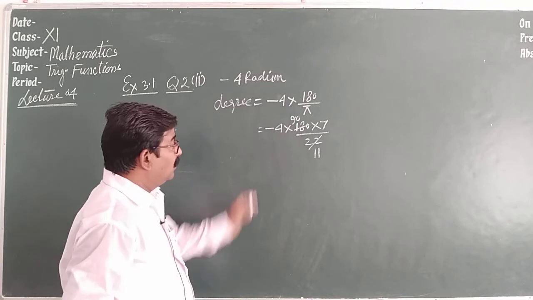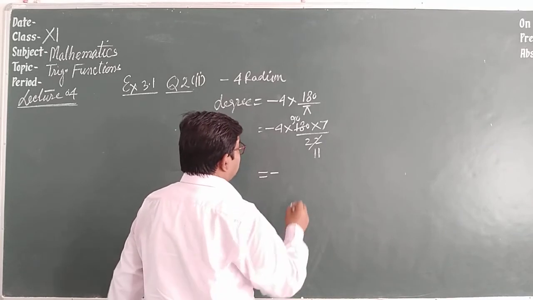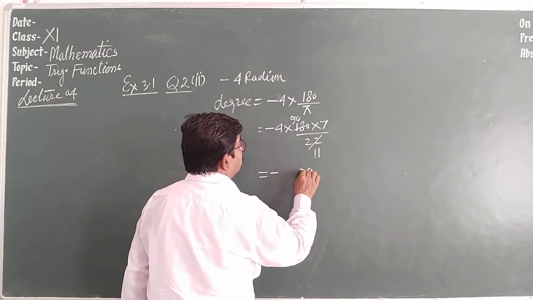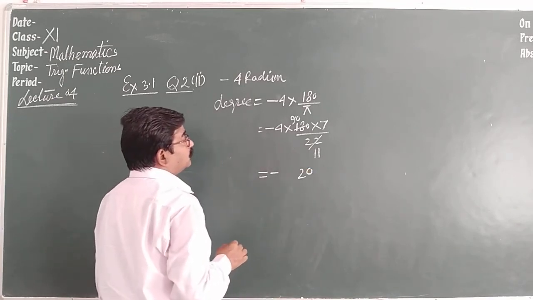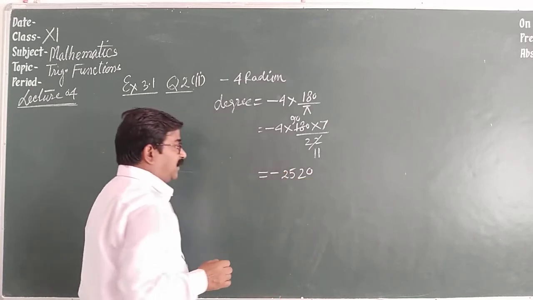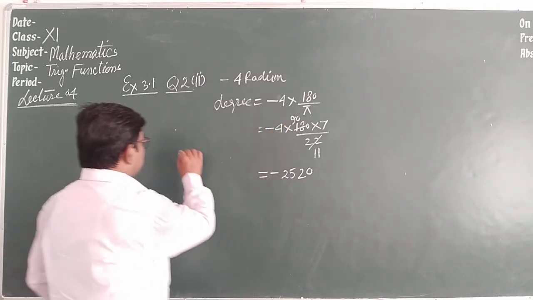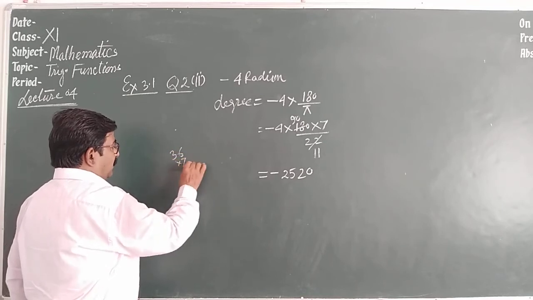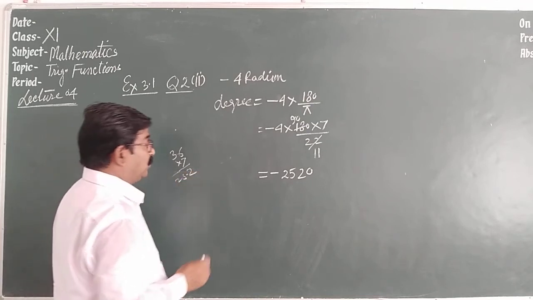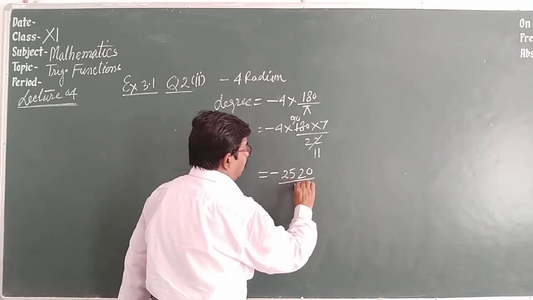Now multiply all these numerators. We have -4 9s are 36, 36 into 7, 7 6s are 42, 7 2s are 14 and 4 25. Let's check once again the multiplication: 4 9s are 36, 7 6s are 42, and 4 25. Right, 2520, and it is minus, upon 11.